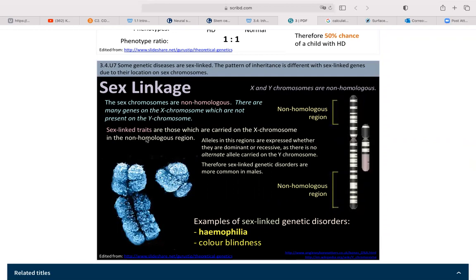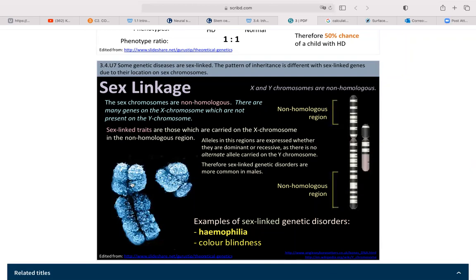Okay, there are many genes on the X chromosome, as you can see, because we have more DNA that is not present on the Y chromosome. So both are different. They are non-homologous. They are not the same. Sex-linked traits are those which are carried on the X chromosome in the non-homologous region, okay? So again, sex-linked traits are those which are carried on the X chromosome in the non-homologous regions. So we have regions that we don't have in common, so those are the sex-linked traits.